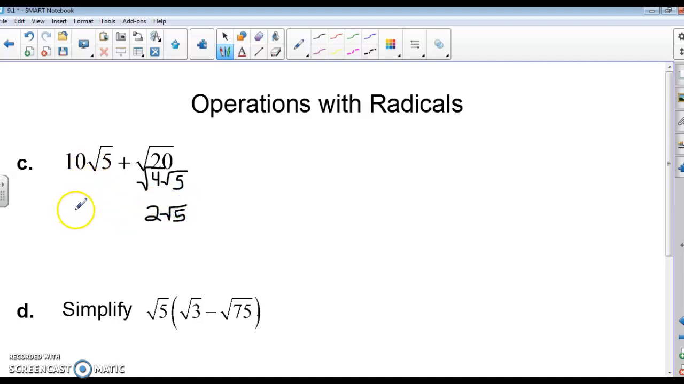So I'd have 10 root 5 plus 2 root 5, and so together that would give me 12 root 5. Alright, and so that would be my final answer. So it didn't look like I could simplify it the way it was at first, but I was able to once I split it up.